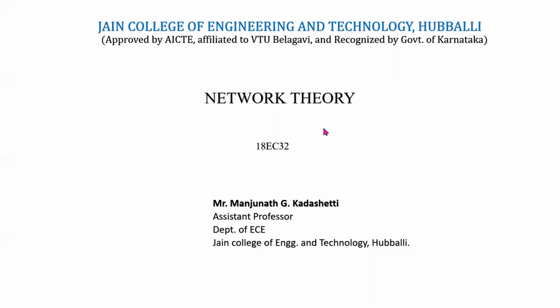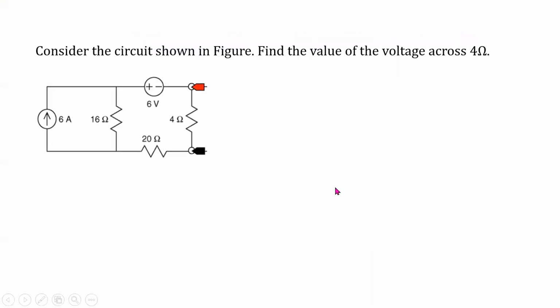So in last class, we have started to solve a few problems on source transformation. Now we do solve one more problem. Take it down. Consider the circuit shown in the figure. Find the value of the voltage across 4 ohm resistance. Find out where is 4 ohm resistance. It is here, across which voltage should be calculated.